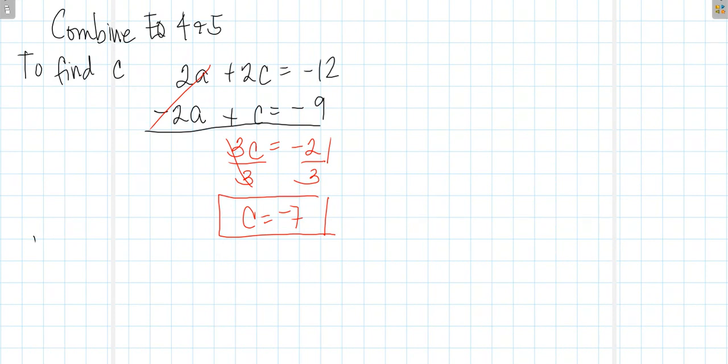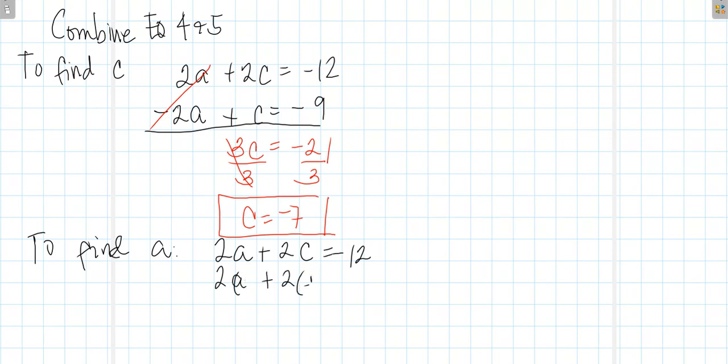Then to find a, we have 2a + 2c = -12. Then substitute: 2a + 2 times -7 = -12. So we have 2a = -12 + 14. So 2a is equal to 2. Therefore, a is equal to 1.